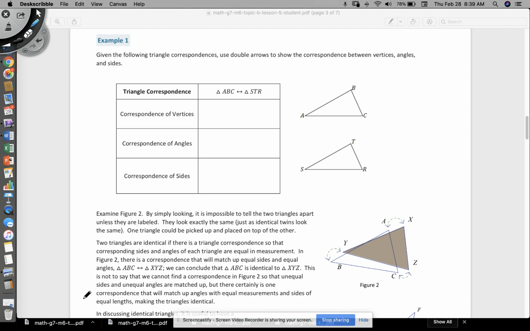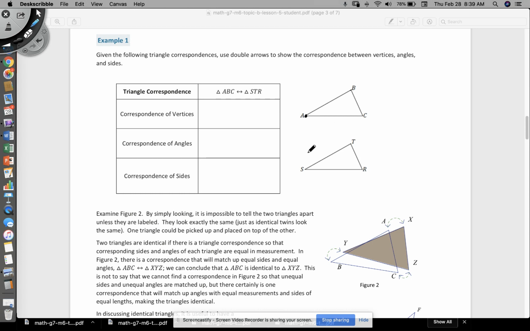Given the following triangle correspondences, use double arrows to show the correspondence between vertices, angles, and sides. So, just a reminder, a vertex is the point where the two lines come together. So that's vertex A, vertex B, vertex C, S, T, and R. So which ones correspond?